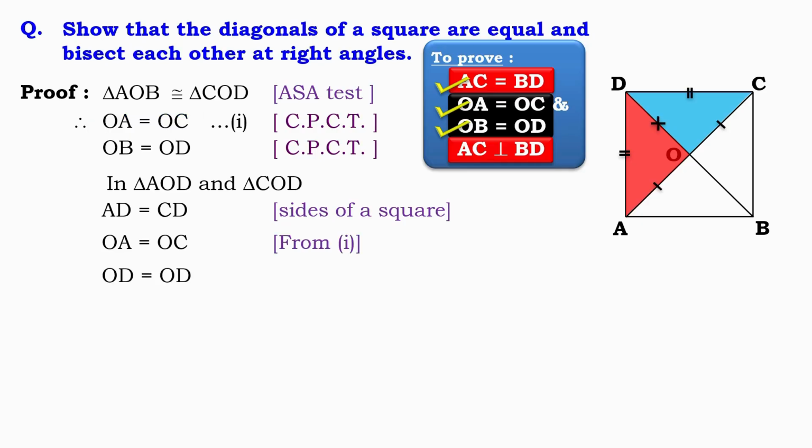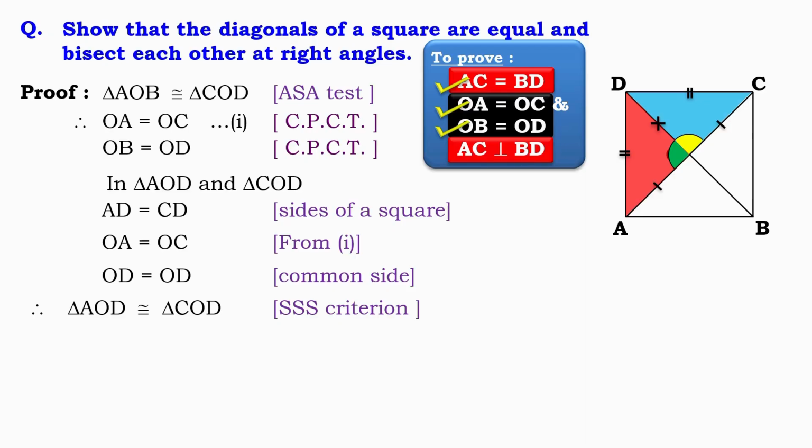And another thing, the common side OD. Since these are two adjacent triangles, OD is the common side, so OD equal to OD. Okay. So in this case, by using the SSS criteria, that is side criteria, we can clearly say that triangle AOD is congruent to triangle COD. Correct? So in this case, angle AOD is equal to angle COD, by using the CPCT.